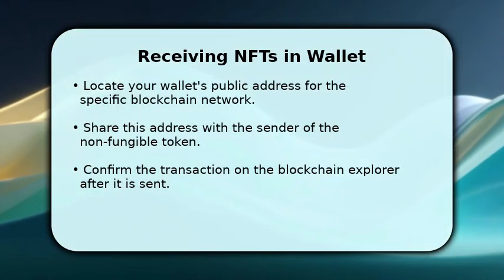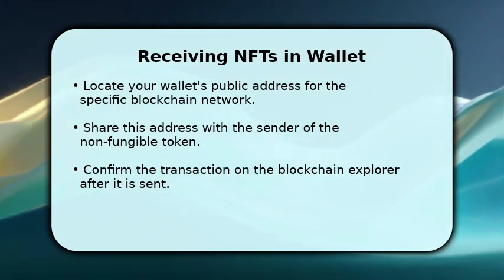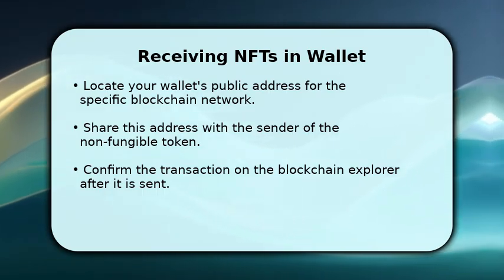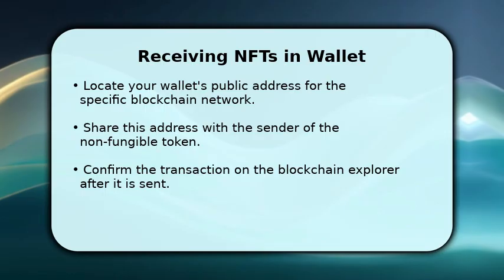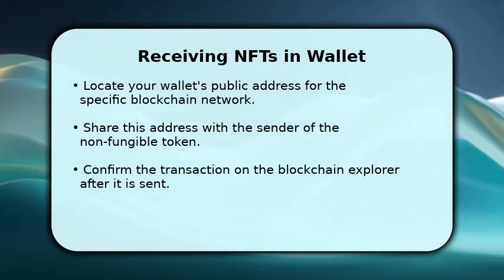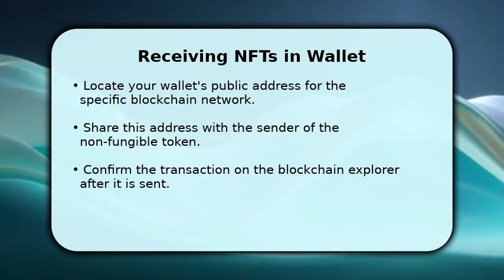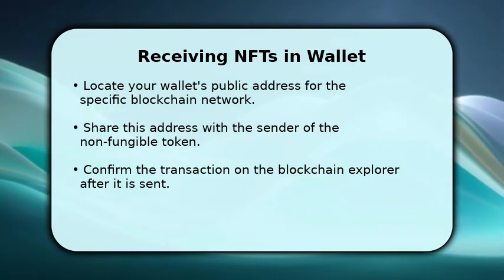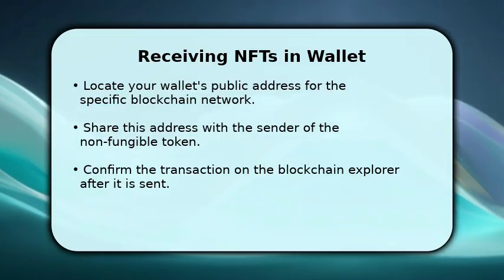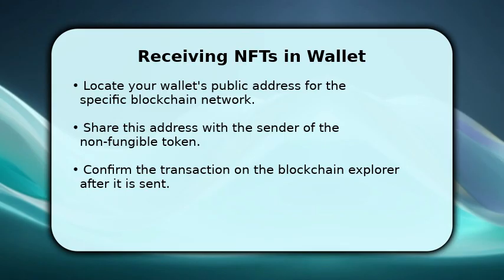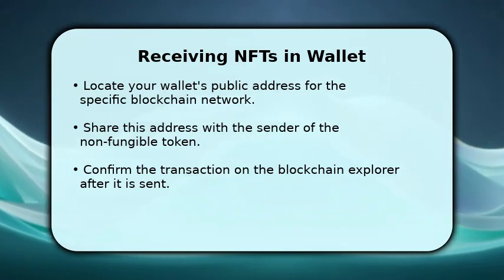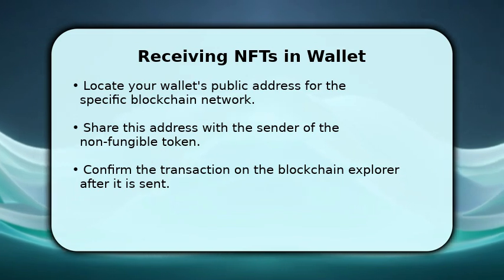Receiving non-fungible tokens in your Trust Wallet is straightforward. First, navigate to the Receive tab within your wallet and select the correct blockchain, such as Ethereum or Polygon. Copy your unique public wallet address. Then, provide this address to the person or platform sending you the non-fungible token. Always double-check the address to prevent errors. Once sent, you can monitor the transaction's progress on a blockchain explorer using the transaction hash. Your non-fungible token will appear shortly.